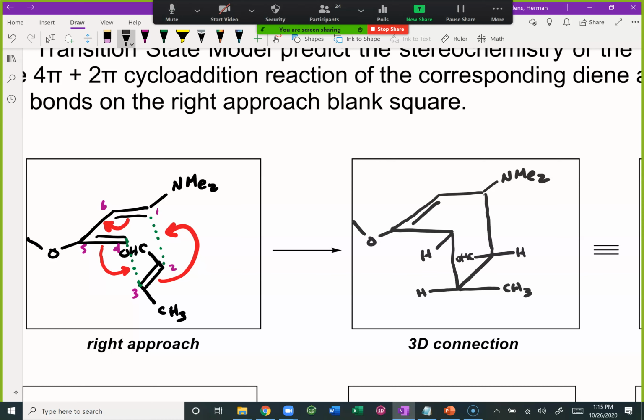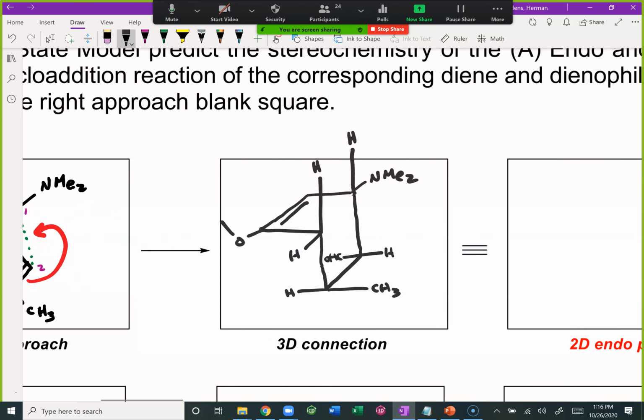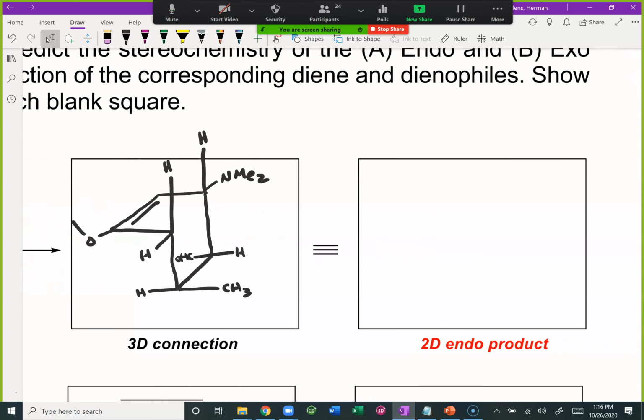dimethylamino group. And here's the thing with the other hydrogens, the ones that are internal, on the diene. Some books write it like this. You could do that, but don't do it like that. I prefer it like this, because when we deal with bridgeheads, we'll already be forming the bridgeheads right there. So let's get used to that. All right? So that's how I would draw them. So now that is the 3D connection. And check out what's going to happen.